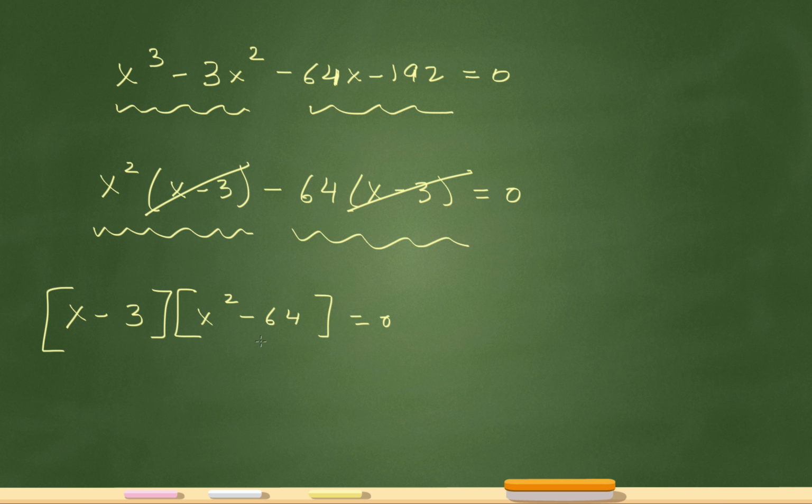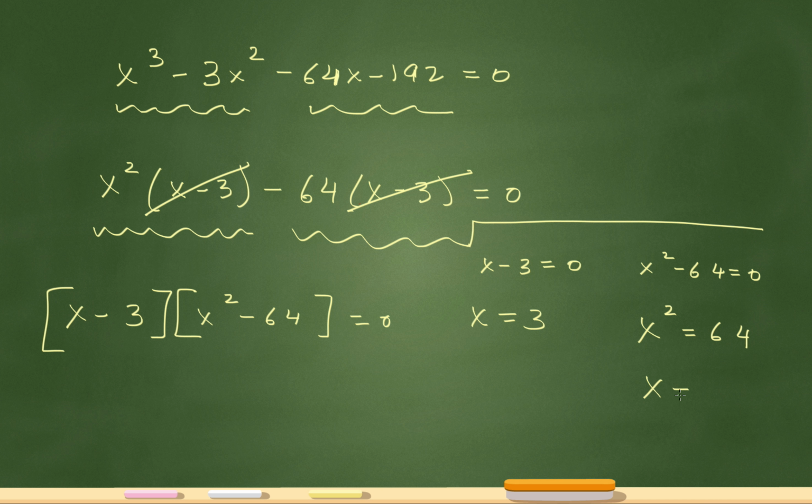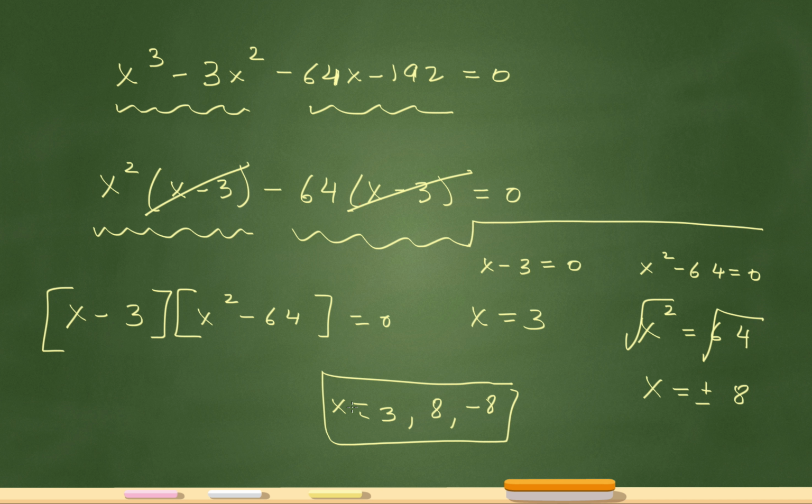At this point, I'll set each individual factor equal to 0. I'll do x minus 3 equals 0, and x squared minus 64 equals 0. So over here it's simple, x will equal 3, and over here also relatively simple, x squared equals 64, and then x will equal plus or minus 8. I'm going to square root this side and square root that side. So my answer, the question is saying, what real values of x? It'll be x equals 3, 8, and negative 8. That will be my final answer, which would be answer choice D.